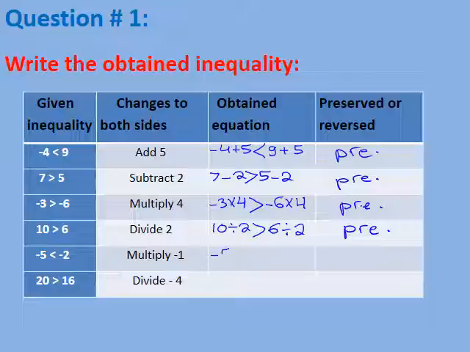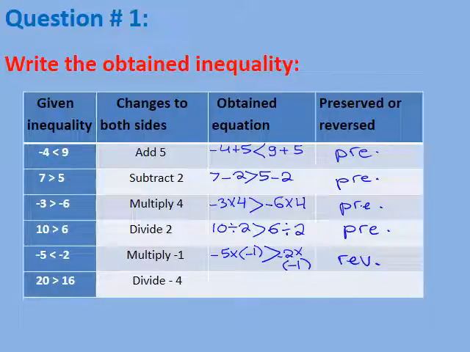Minus 5 times minus 1. We put minus 1 in parentheses. Less than. What happens for the sign when we multiply by a negative number? Is it preserved or reversed? Reversed. So the less than becomes greater than, minus 2 times minus 1. So the sign is reversed. The greater than becomes less than, the less than becomes greater than.